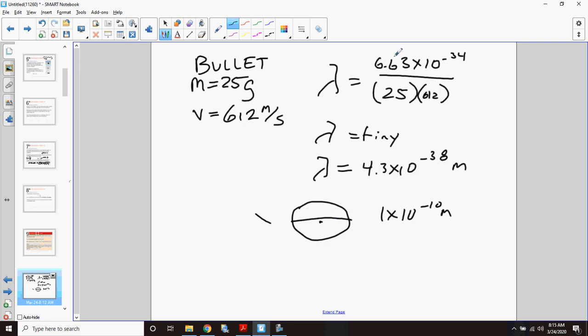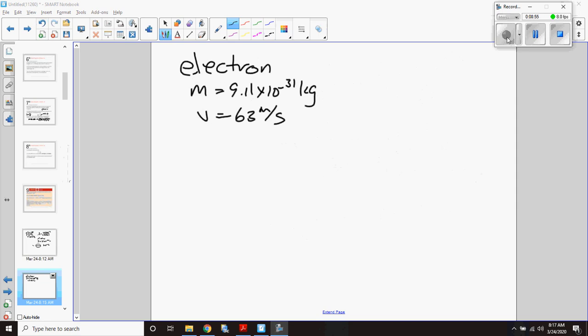Well, the way to make this equation kind of work in our favor to get a larger number here is to make the things on the bottom a whole lot smaller. So what if we resolve the problem? What if we had something completely different? So what if you have something like an electron?